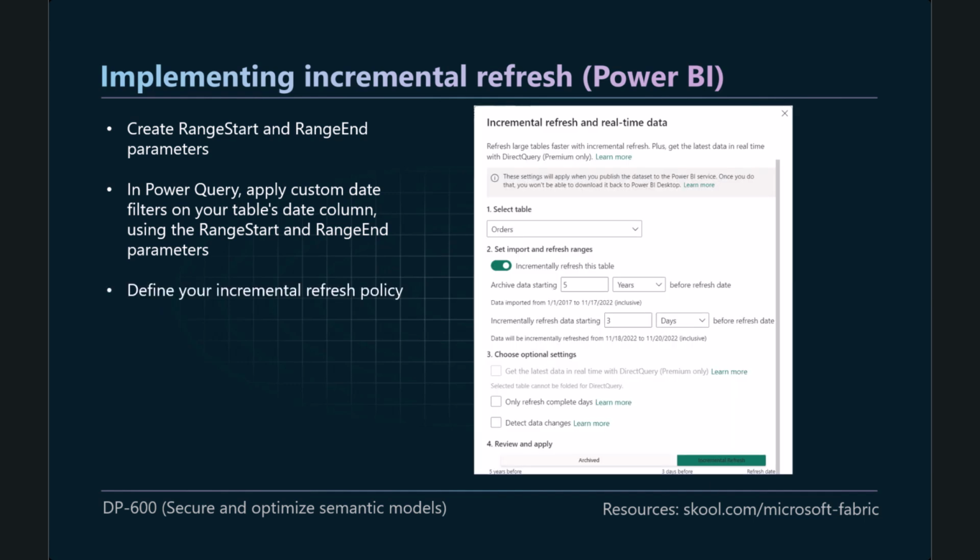Then you're going to want to define your incremental refresh policy. And this is what this looks like. You're going to select the table. You're going to set your import and refresh ranges. And there are a few optional settings there, like only refreshing complete days and detecting data changes as well. And then you're going to review and apply your policy. And then when you publish your report into the service, that's when your incremental refresh is going to kick in, based on the policy that you've set and the range that you've set.